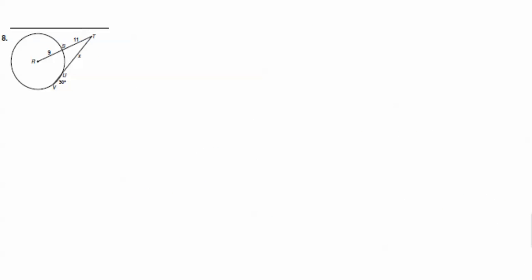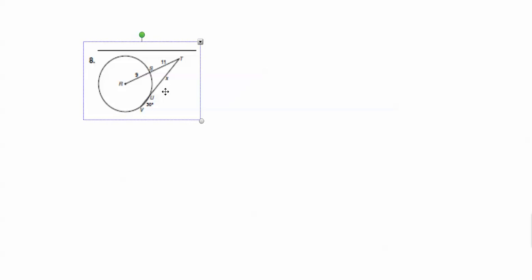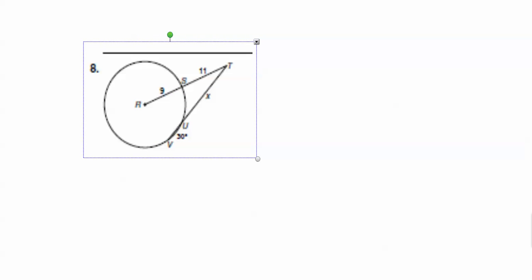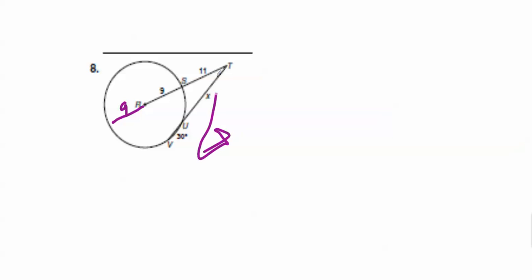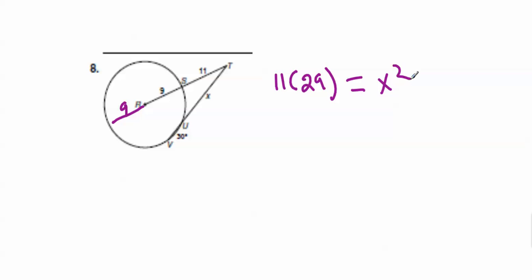Next problem. Let's drag that over here and make it a little bigger. The biggest mistake that people make is not finishing this. That is a 9. So we got secant tangent. So secant tangent is nothing more than 11 times, that's 18, 28, 29. Oh, good grief. Who comes up with these numbers? Is equal to x squared.